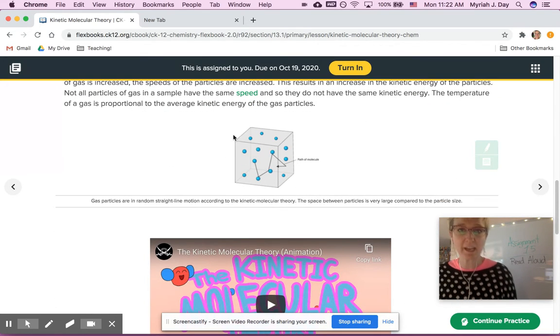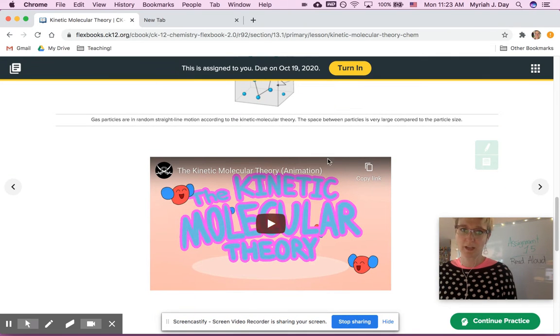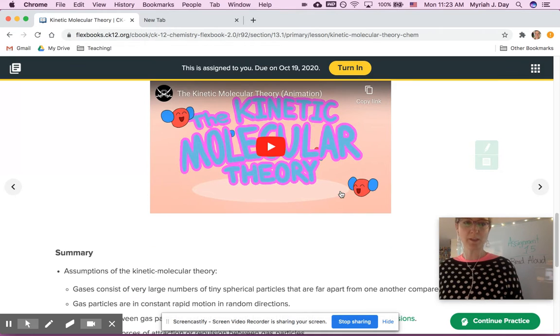And there's a diagram right here. And underneath the diagram it says, gas particles are in random straight line motion according to the kinetic molecular theory. The space between the particles is very large compared to the particle size. Then there's a video here you can watch in order to kind of get engaged in doing the practice. Scrolling down to the summary.